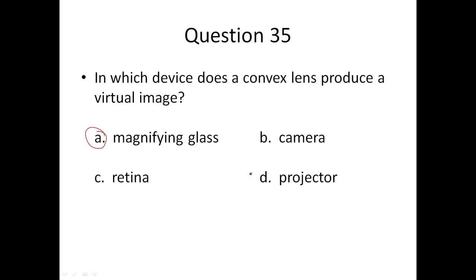Question 35. In which device does a convex lens produce a virtual image? A magnifying glass. All of these use convex lenses, but B, C, and D will produce a real image, whereas a magnifying glass actually produces a virtual image.